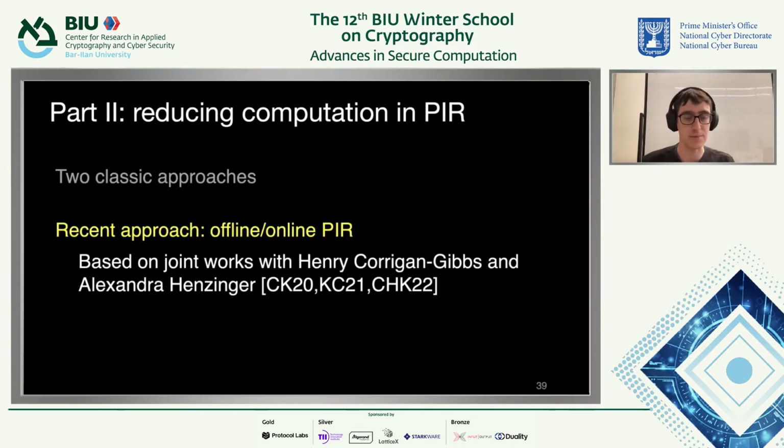So before the break, we started talking about the problem of reducing the amount of computation that servers have to do in private information retrieval. Specifically, we talked about two classic approaches to solve this problem, namely batch PIR and PIR with preprocessing. And then we just started talking about a more recent approach called offline-online PIR. In this hour, we'll focus mostly on this new approach. This part of the talk is based on joint work with my co-authors, Henry Corrigan-Gibbs and Alexandra Henzinger.